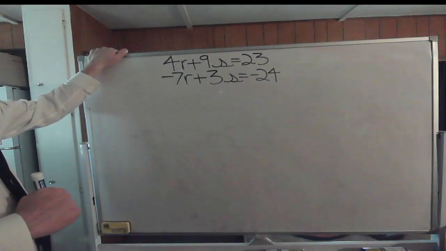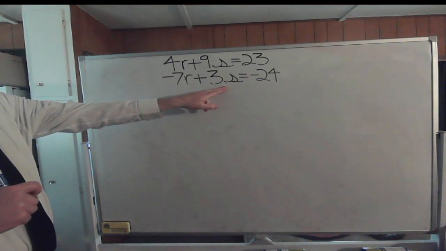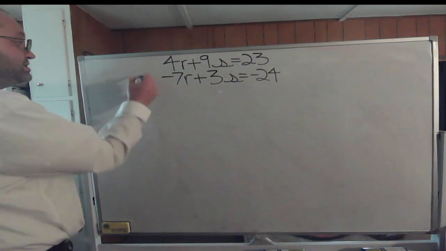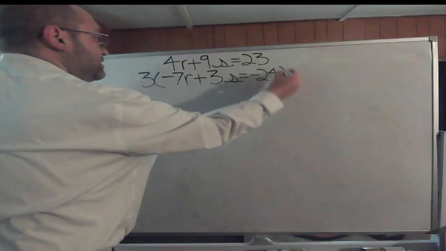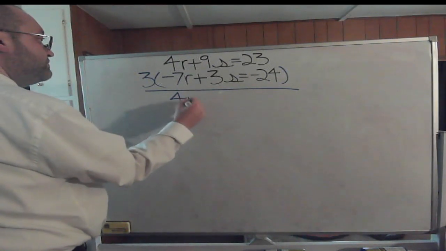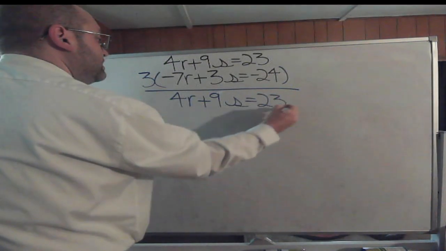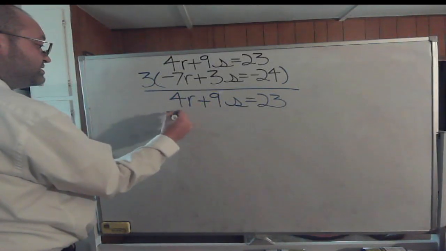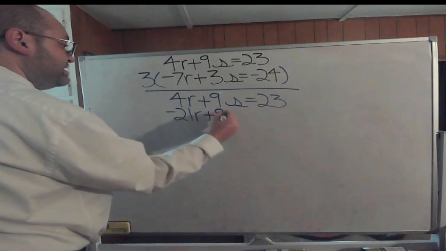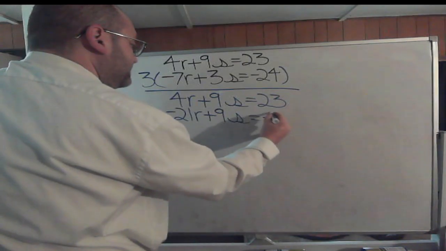Well, I think it's safe to say we want to multiply the second equation by 3 and therefore get the same coefficient of s. So we could temporarily get rid of s. So let's take 3 times the second equation. Now, the first equation still stands. You'll have 4r plus 9s is equal to 23. Now 3 times negative 7r, that's going to be negative 21r, plus 3 times 3s, that'd be plus 9s. That's going to be equal to 3 times negative 24, which would be negative 72.